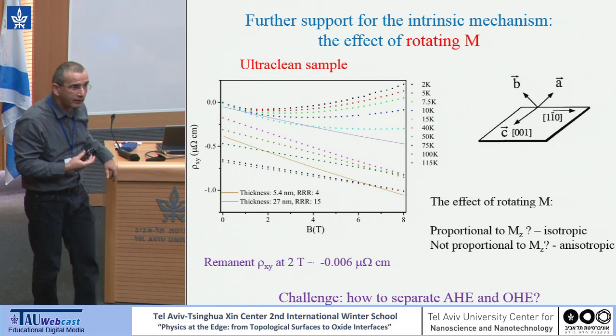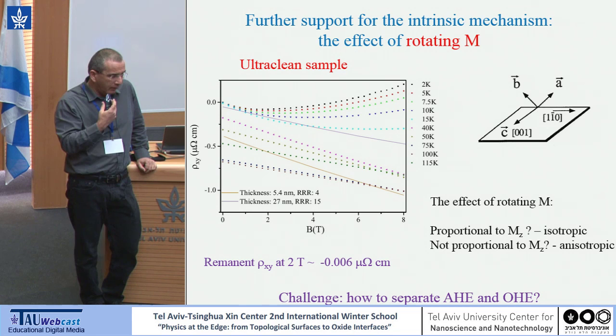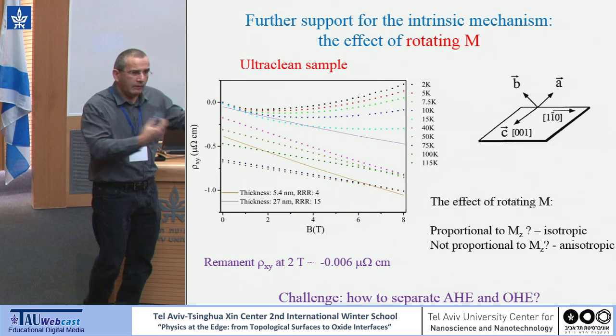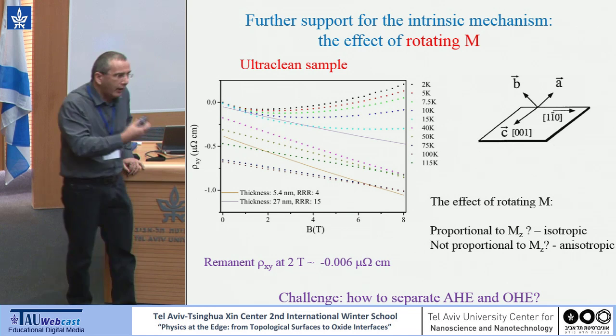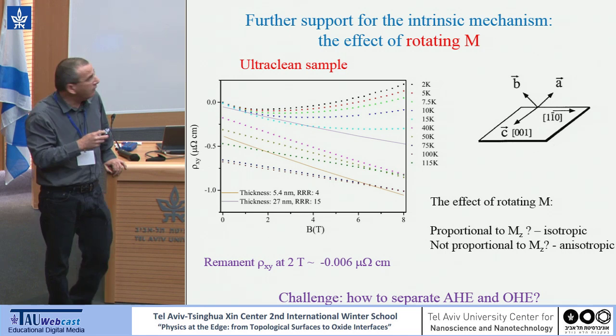So that's why we wanted to see what happens when we are changing the magnetization, and we wanted to probe this in samples where the Berry phase scenario is not suppressed. So we wanted to check it in films where the resistivity is as small as possible. These measurements were done in films with a resistivity ratio of 90, which is quite remarkable for strontium ruthenate.